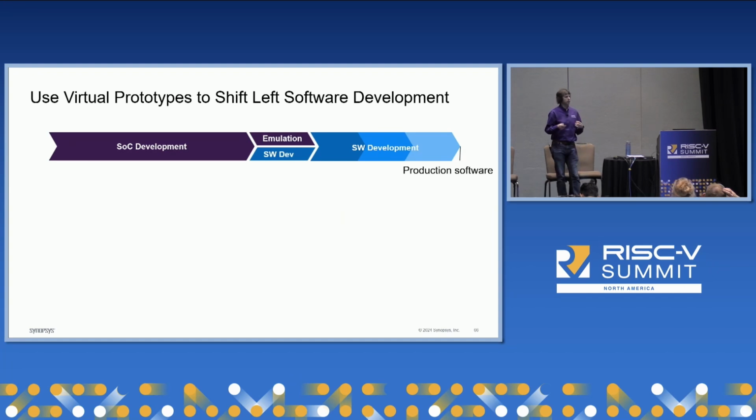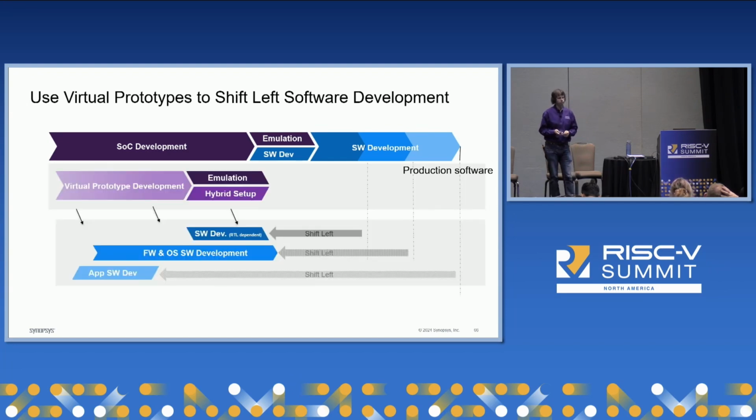So when I talk about the benefit of doing virtual prototypes and shifting left software development, this is the typical development flow folk would have used. You start your SoC development, you get the RTL design complete, you maybe move it to an emulator which runs that much faster, you can start software development on the emulator, and then afterwards you do your software development and eventually you get to production deployment.